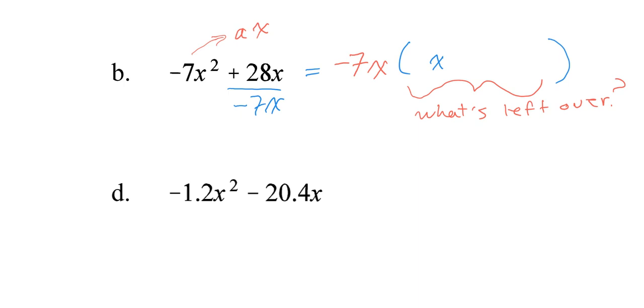Positive divided by a negative gives us a negative. And then 28 divided by 7 is just 4, isn't it? So x divided by x, we can cancel that out. There's nothing left. So the final answer is going to be x minus 4.